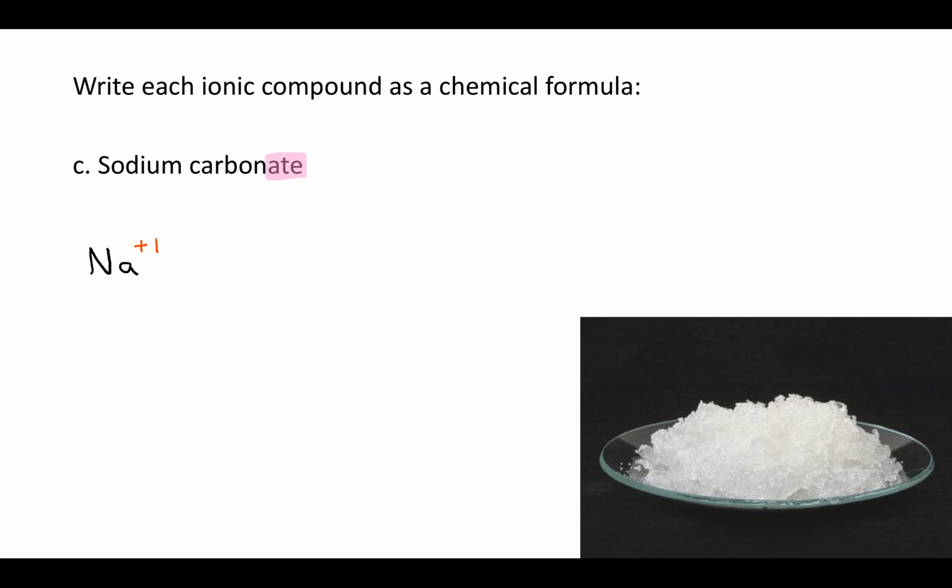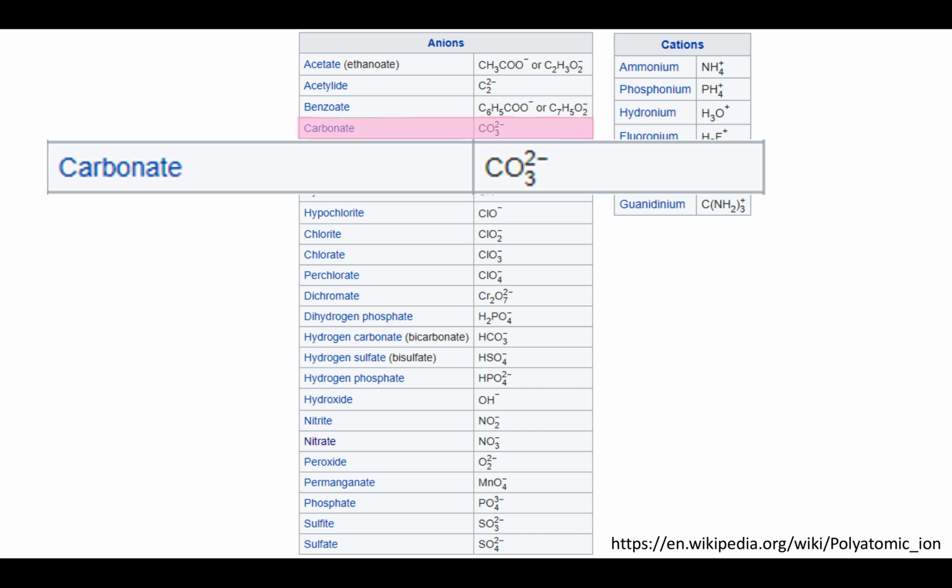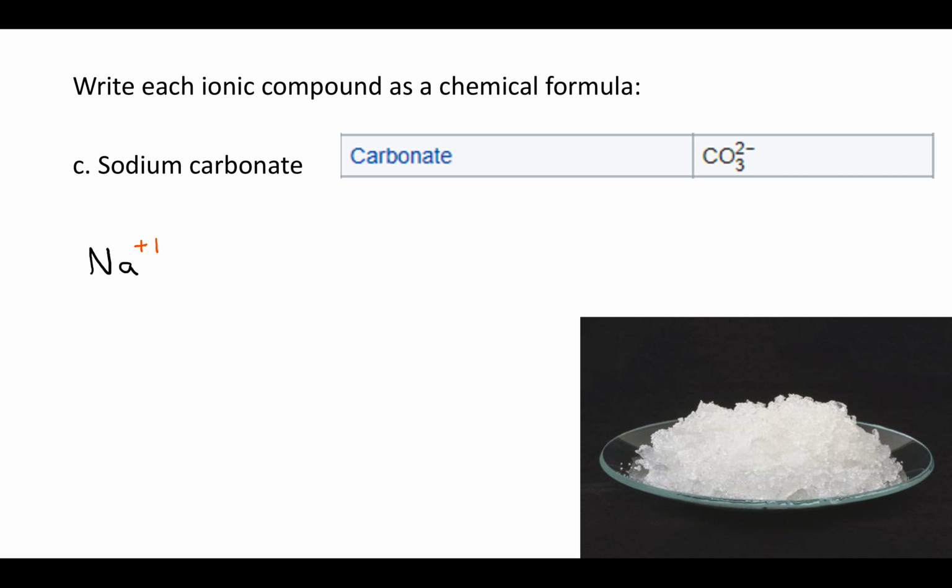Then to write out carbonate, one thing you should notice in the name is that it doesn't end in IDE. And if a name ever doesn't end in IDE, it means that you have a polyatomic ion. So we'll go to a table of polyatomic ions, look for carbonate. It's right there towards the top in this table. And so carbonate is CO3 with a 2- charge. So to write carbonate, we're just going to write CO3 with a 2- charge.